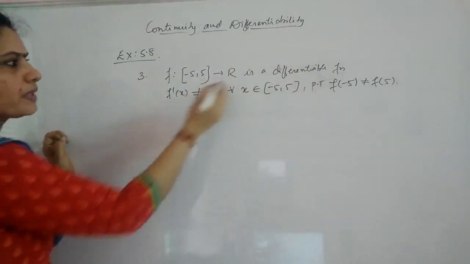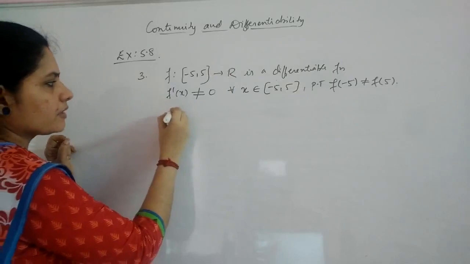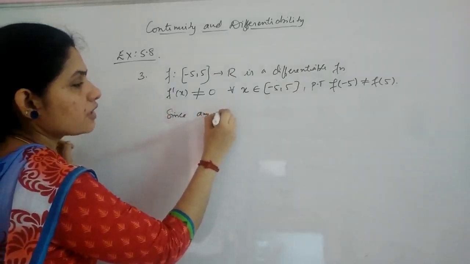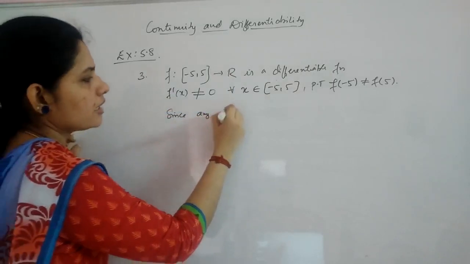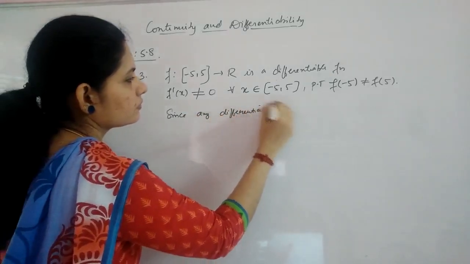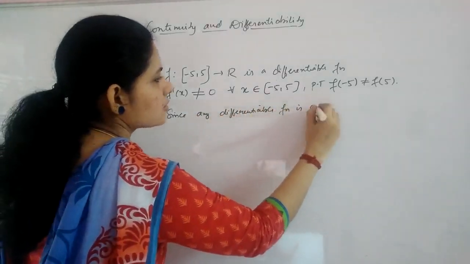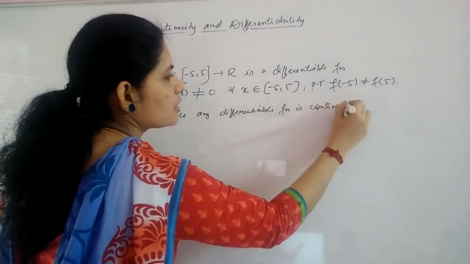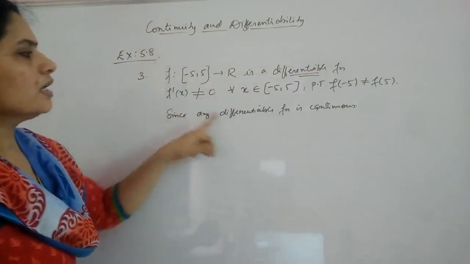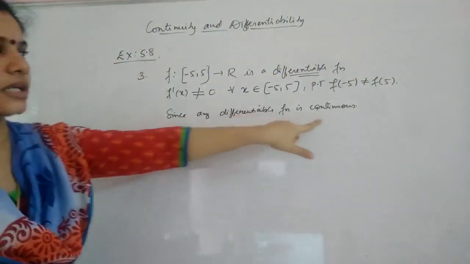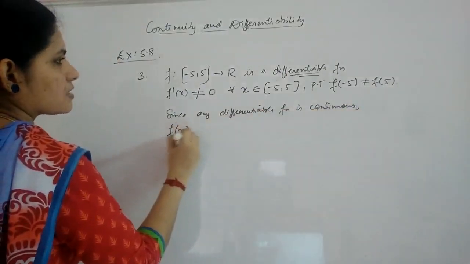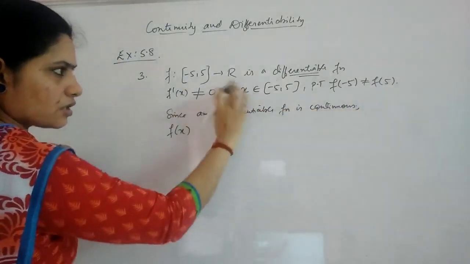Now how will we show it? The function is given to be differentiable. Since every differentiable function is continuous, any differentiable function is continuous. So two conditions are satisfied here. It is already given that it is a differentiable function. So if you have this condition that any differentiable function is continuous, we can say that the function f of x is, or you can say it is not actually defined here.